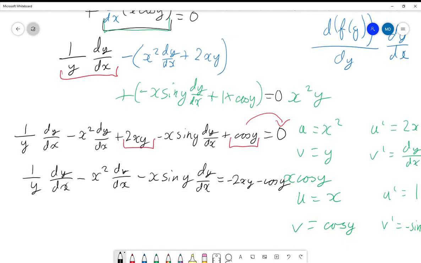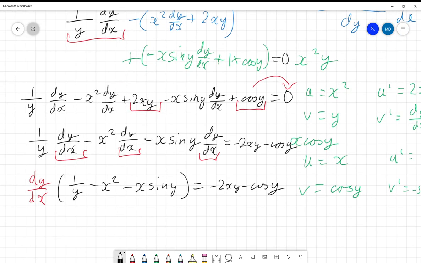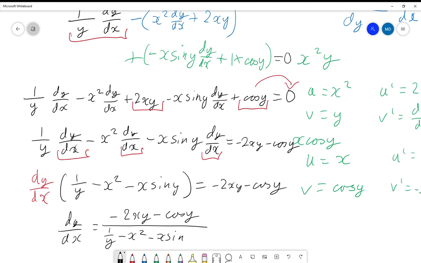And now what we want to do is factor this out, because we're trying to look for dy by dx. So we're going to get dy by dx lots of 1 over y minus x squared minus x sine y is equal to negative 2xy minus cosine y. And therefore, dy by dx is equal to negative 2xy minus cosine y all over 1 over y minus x squared minus x sine y.